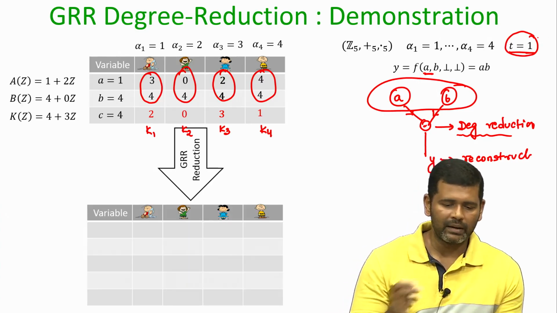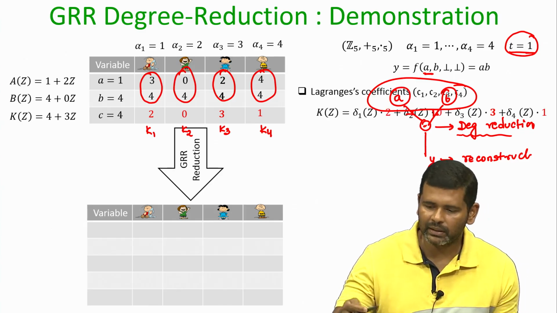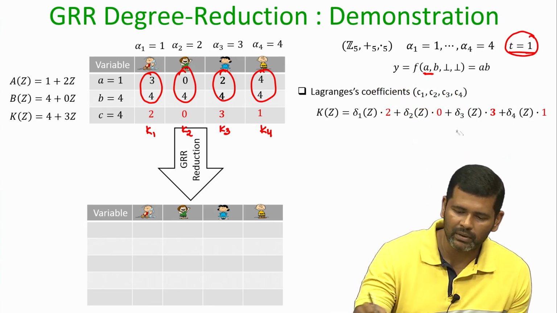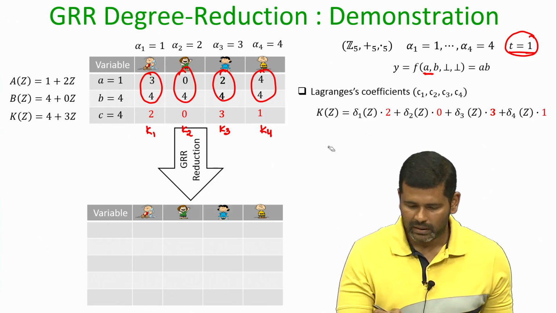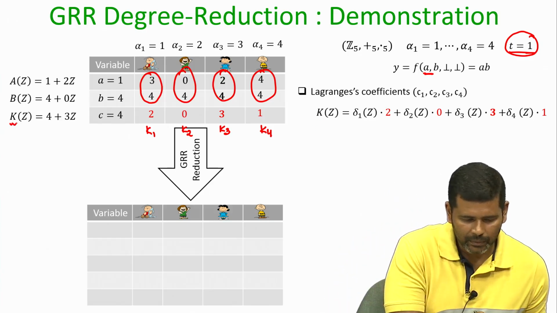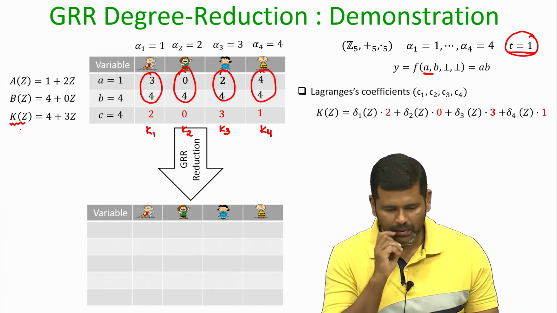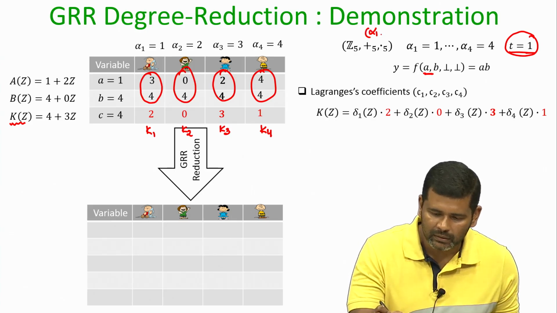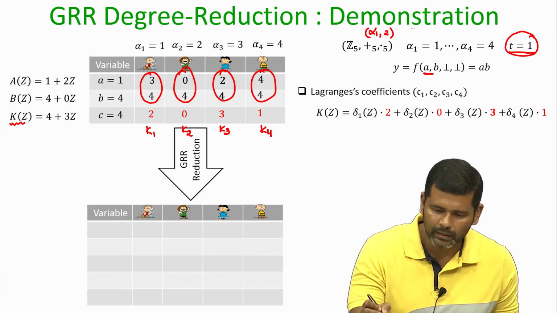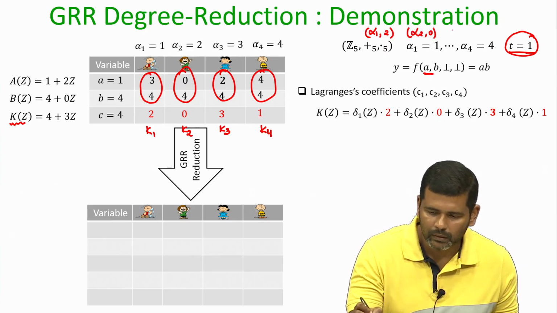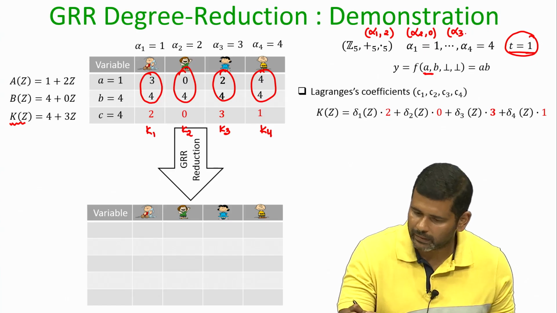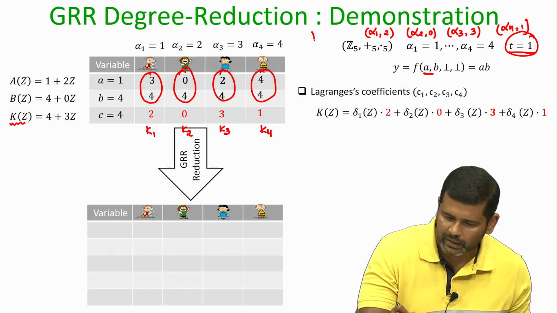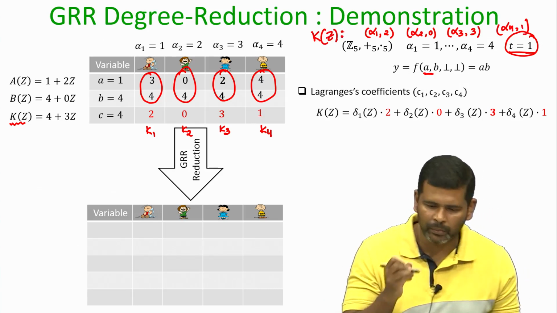So, the parties will do the degree reduction, and as part of the degree reduction we need to know the Lagrange coefficients here. I have worked out the Lagrange coefficients for you here. So, this is the k polynomial as per our notation, and this k polynomial is actually passing through alpha 1 comma 2, alpha 2 comma 0, alpha 3 comma 3 and alpha 4 comma 1. So, your k polynomial passes through these 4 points.